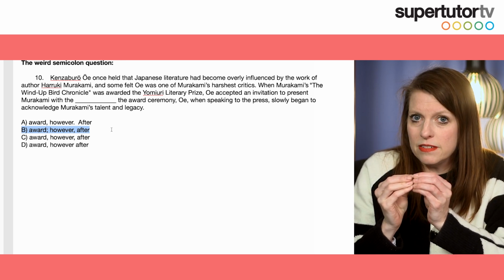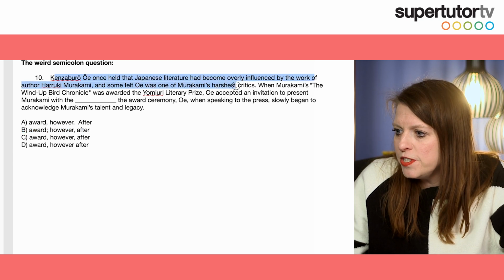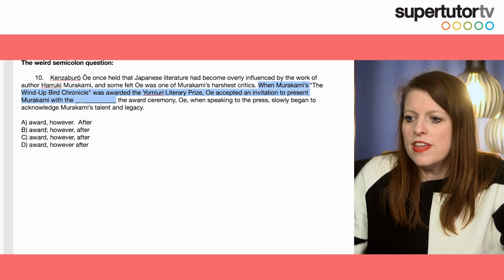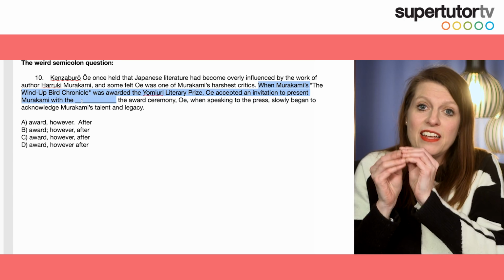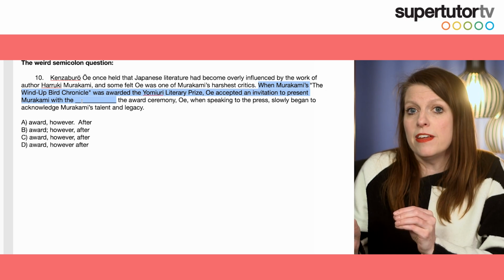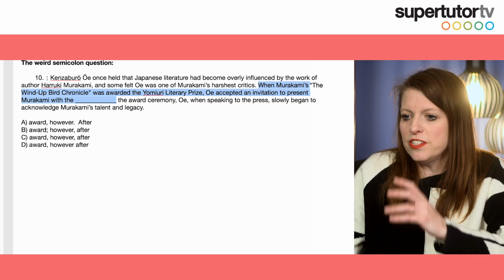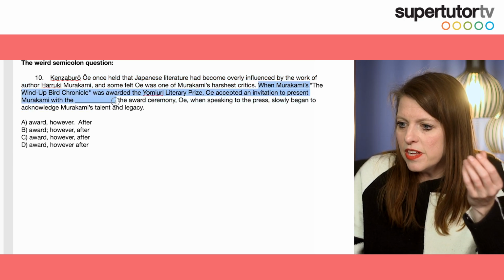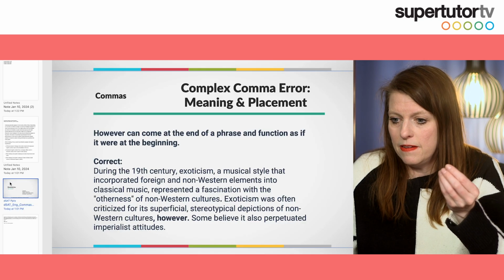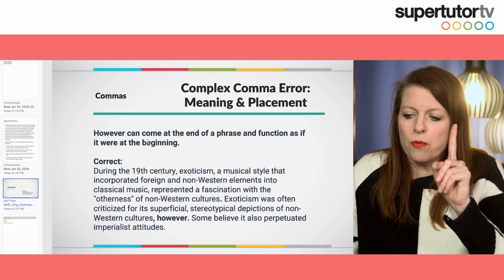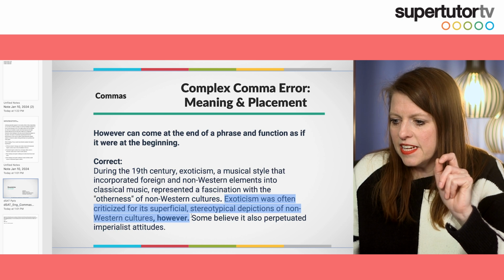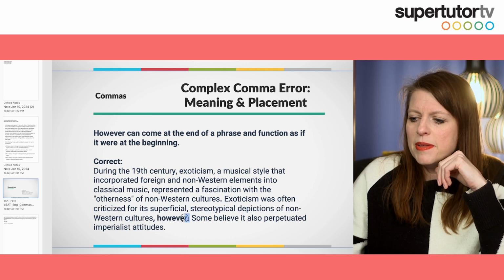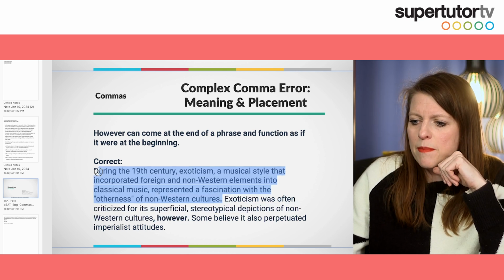If the contrast lies between the first sentence or clause and the second sentence or clause, then if the however comes at the end of the second clause, it should have a comma in front of it. And that actually denotes contrast between this up here, our first sentence or clause, and this down here, our second sentence or clause. Again, however, can come at the end of a phrase and function as if it were at the beginning. Right here, I have another sentence that does this. Exoticism was often criticized for its superficial stereotypical depictions of non-Western cultures, however. That means there is a contrast between the sentence and whatever came before it.